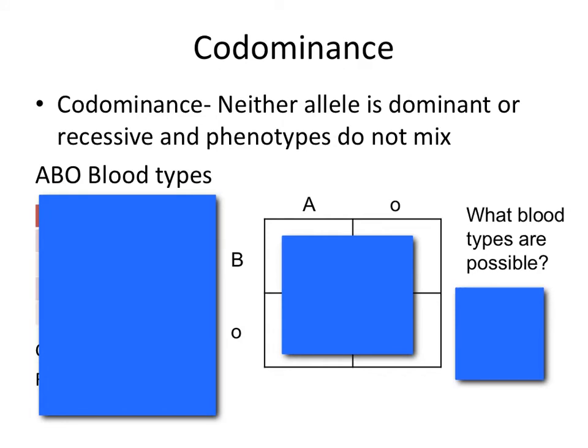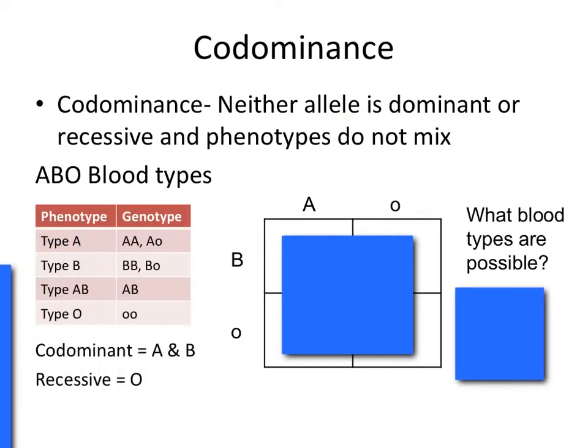The next pattern of inheritance is something called codominance, where neither allele is dominant or recessive, but in this case, the phenotypes do not mix. A classic example of this is in humans, and this is our blood types. We have 4 different blood types. You can be type A, type B, type AB, or type O. And in this case, A and B are codominant to each other, and O is recessive.